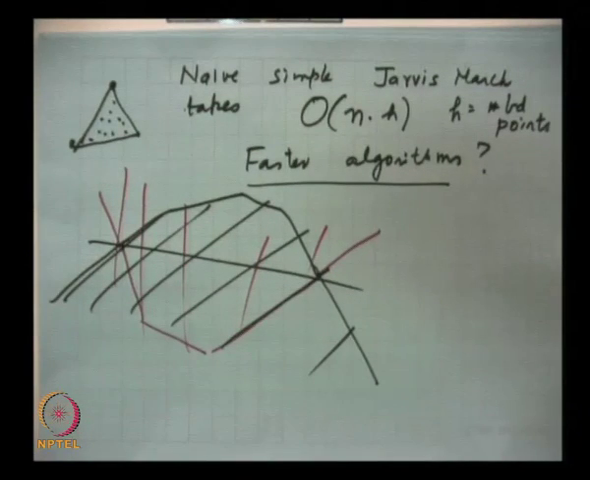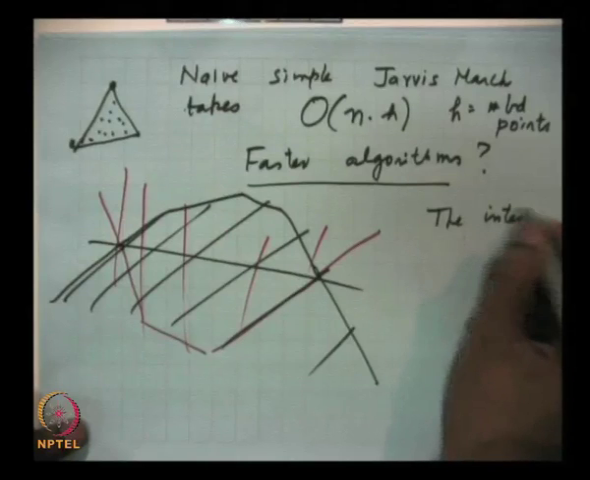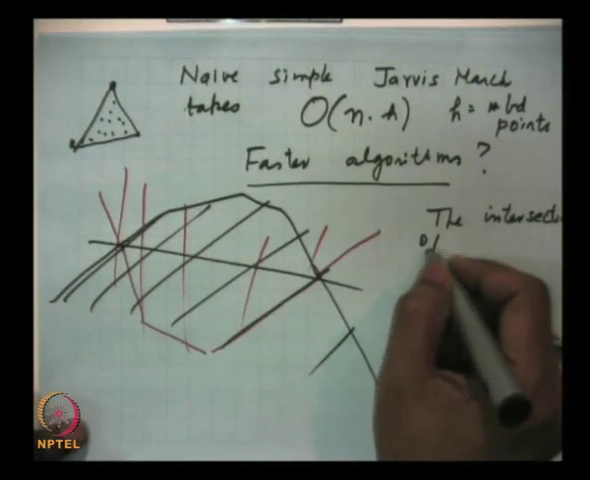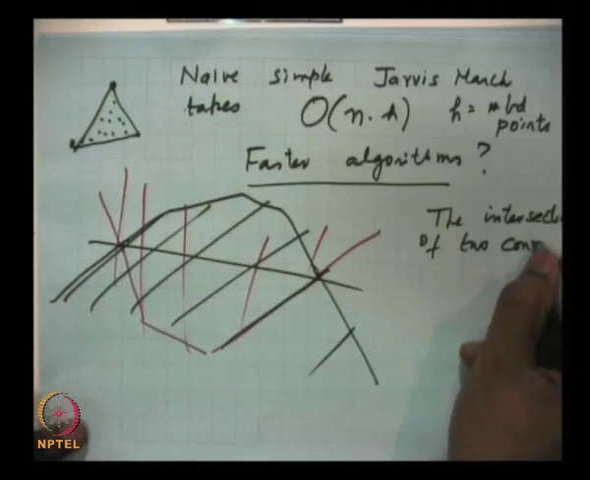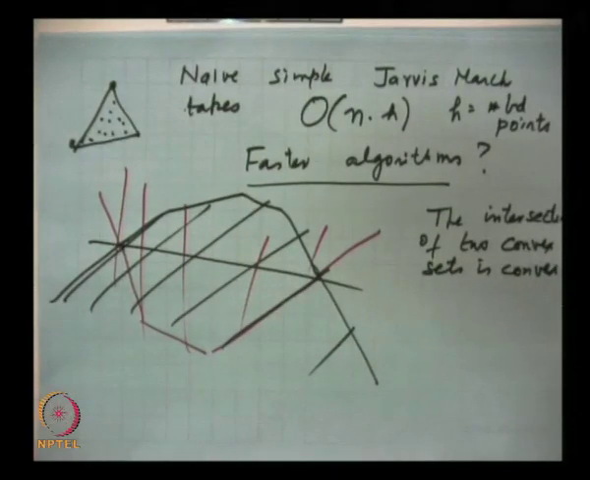And there is one thing I did not mention, that the intersection of two convex sets is always convex. By definition, if you think about it, the entire segment should be completely contained in the set. So, if you look at the intersection, it lies in both, and therefore the intersection is also convex. In fact, a half plane is a very good example of a convex set.